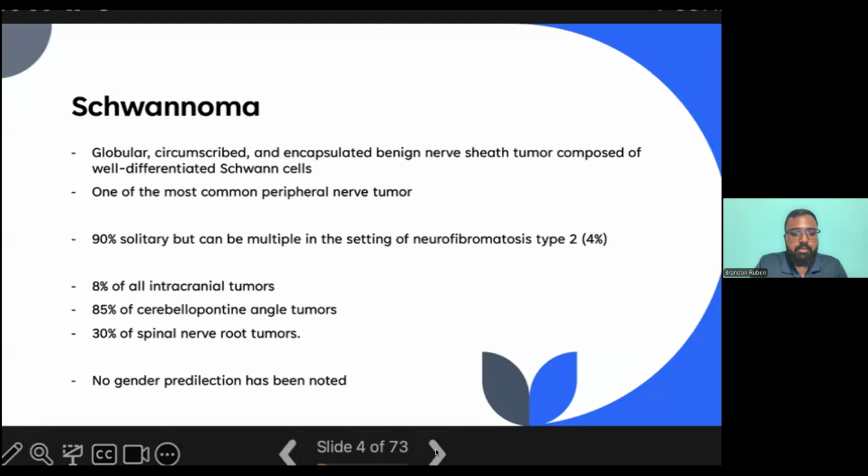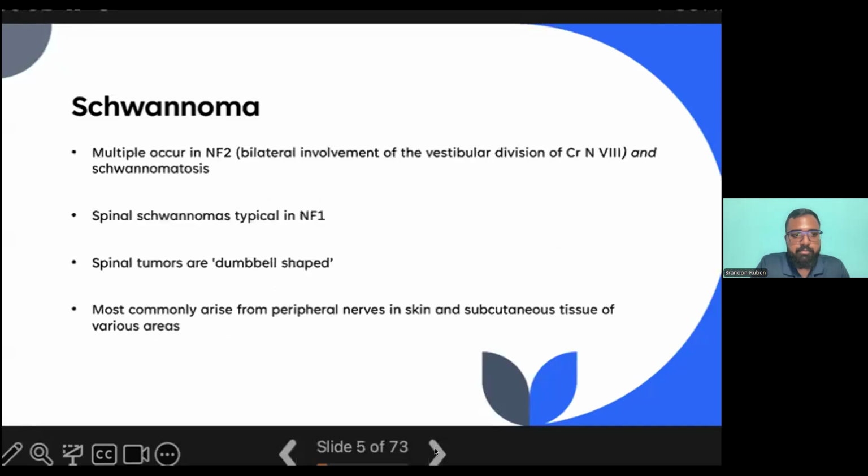First off, schwannoma, which is a globular, circumscribed, and encapsulated benign nerve sheath tumor composed of well-differentiated Schwann cells. They are one of the most common peripheral nerve tumors. 90% are solitary, but can be multiple in the setting of neurofibromatosis type 2, which makes up 40% of cases. They make up 8% of all intracranial tumors, 85% of CPA tumors, and 30% of spinal nerve root tumors. There is no gender predilection noted for this tumor.